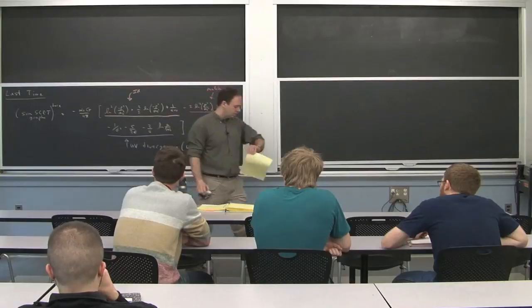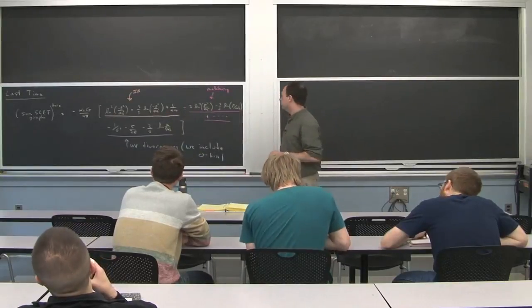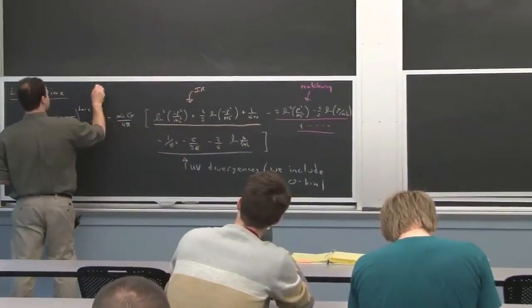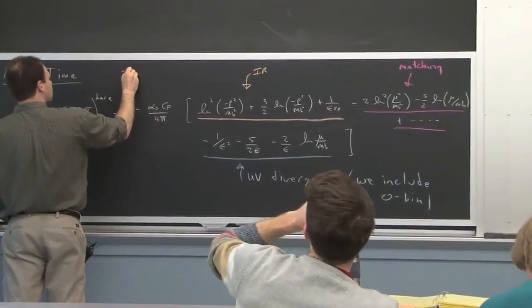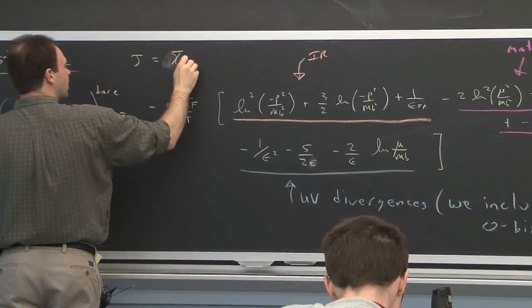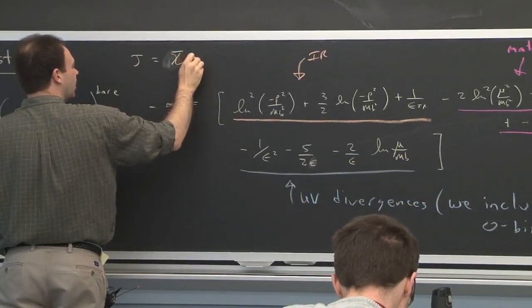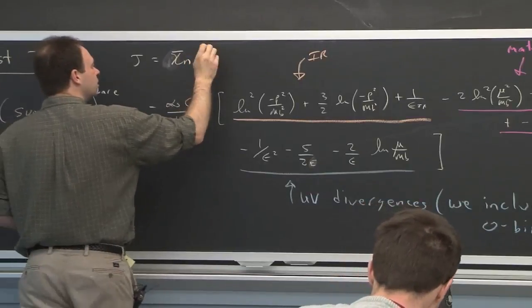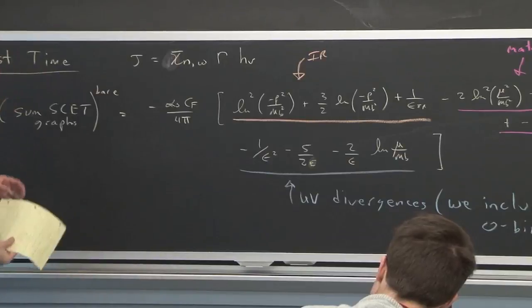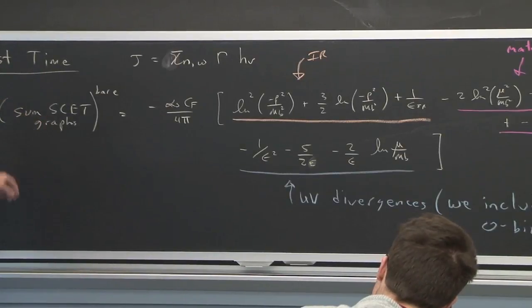OK, so here's where we were. We were talking about this example of B to S gamma and a heavy-to-light current. So our current, in terms of this chi field, our current was chi, could have some label, a heavy quark field. And we did the one-loop diagrams in SCET.